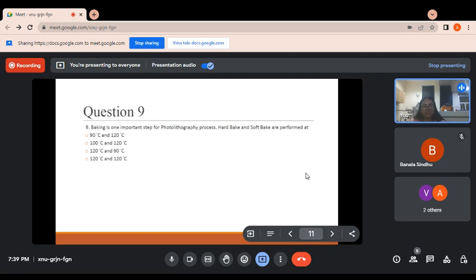Then question number 9. Baking is one important step for the photolithography process. Hard bake and soft bake are performed at: the first option is 90 degrees centigrade and 120 degrees centigrade. The second option is 100 degrees centigrade and 120 degrees centigrade. The third option is 120 degrees centigrade and 90 degrees centigrade. And the fourth option is 120 degrees centigrade and 120 degrees centigrade. So what is the right answer? Third option. Yes, the third option is the right option.